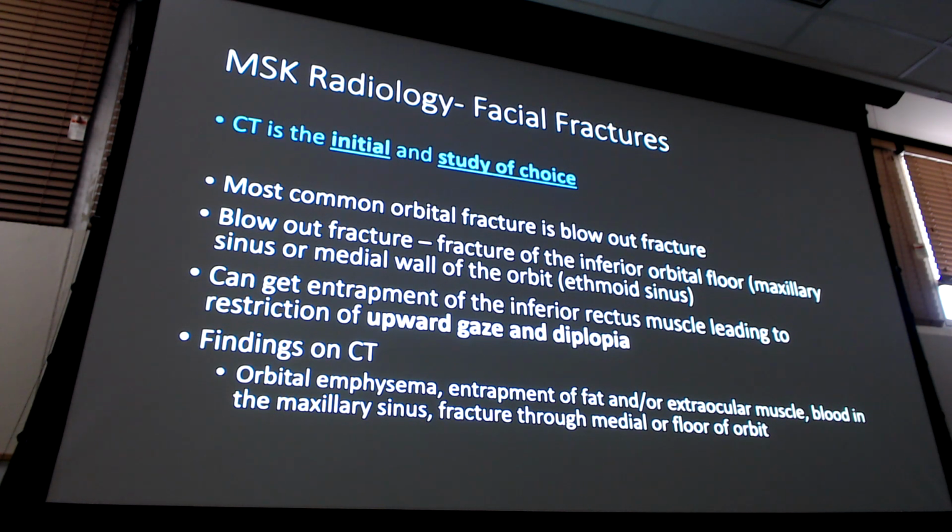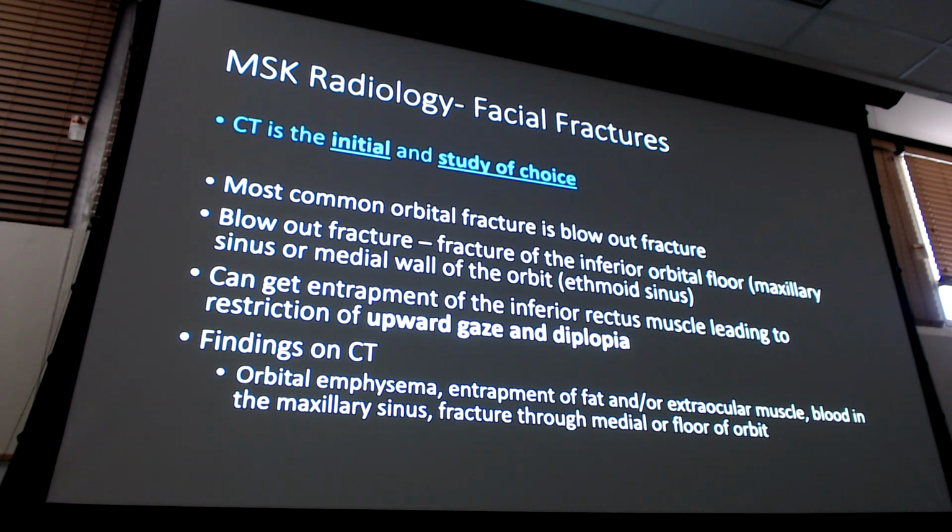CT. We already talked about it in the very beginning, right? In today's day and age, there's really no reason to get an x-ray. You saw at the very beginning how you can't make out any of those facial bones really. Maybe the outline of the orbits, maybe the nasal bone, but how often do we care if the nasal bone's actually fractured via x-ray? Not very often, right? So CT is what you're going to do, most commonly looking for orbital fractures.